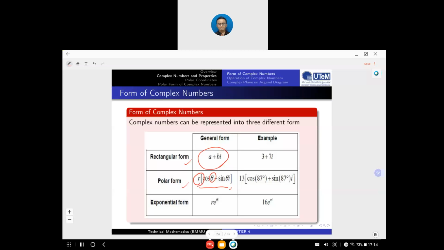The learning objectives of this chapter: at the end of this chapter, you should be able to identify and understand the properties of complex numbers, find the polar and exponential forms of complex numbers, and the last one, solve complex numbers using De Moivre's theorem. So you have these 3 subtopics for this chapter. Let's proceed to the first one, introduction.